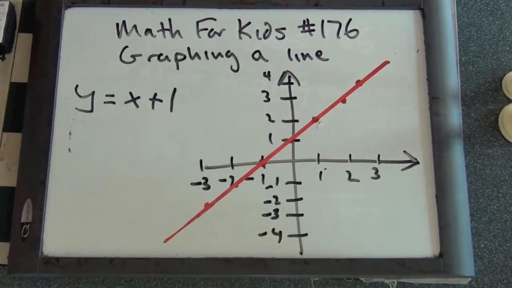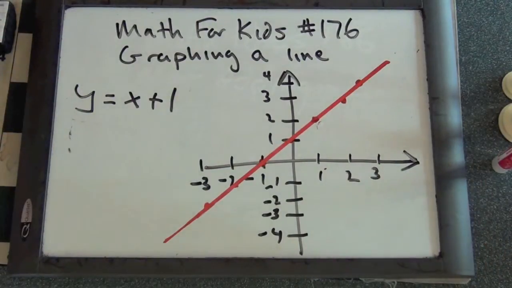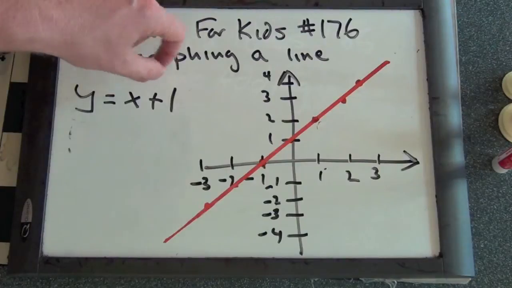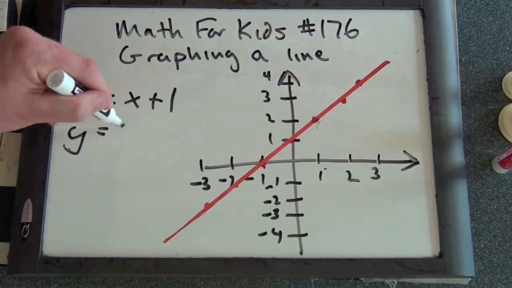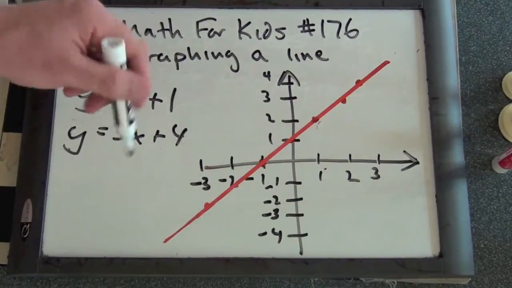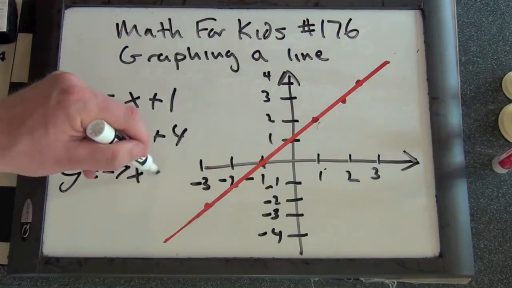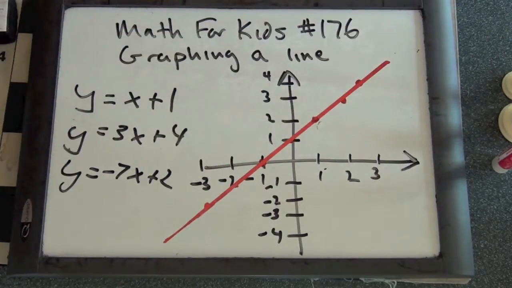Isn't that neat? So when you have y equals x to the first power plus some number, or even 3x plus 4, something times x to the first power plus something, these are all lines, or even y equals minus 7x plus 2. Whenever you plot these points, you'll get lines going in all sorts of different directions. This is starting to learn how you make these pictures and these graphs.